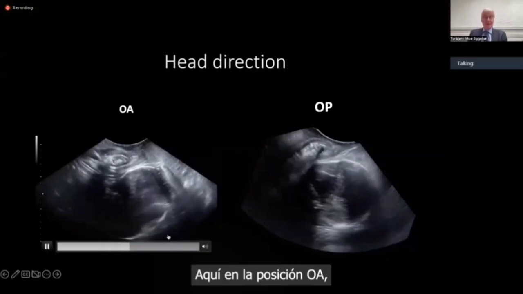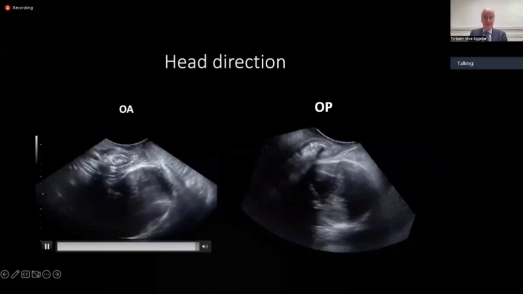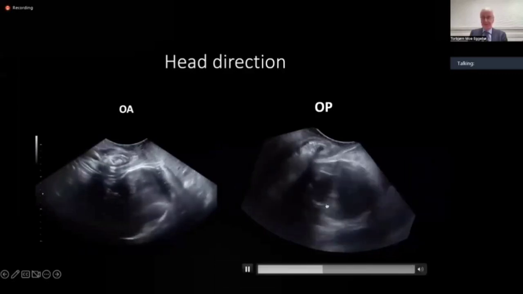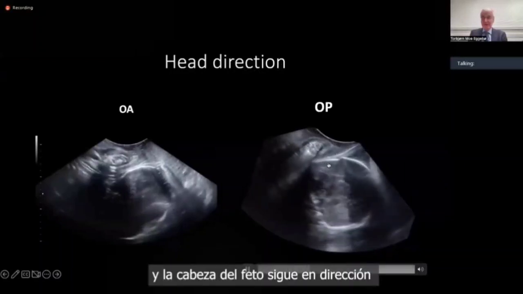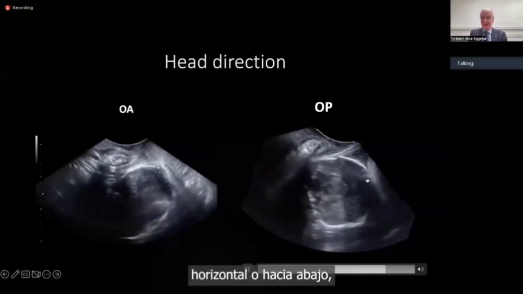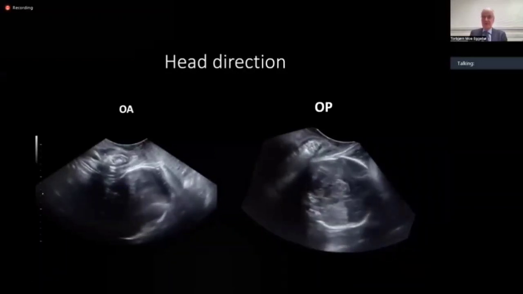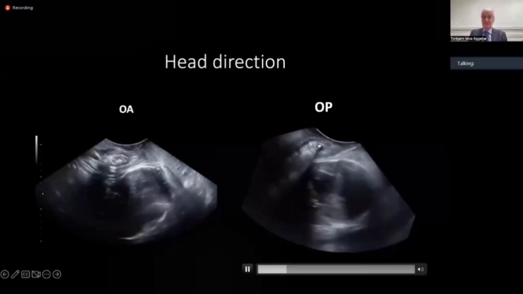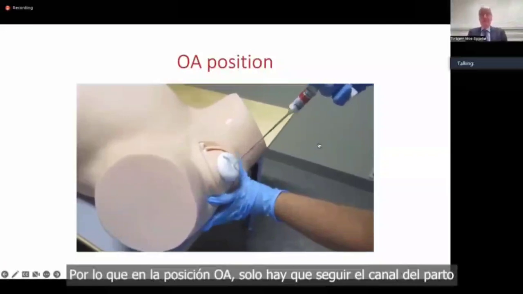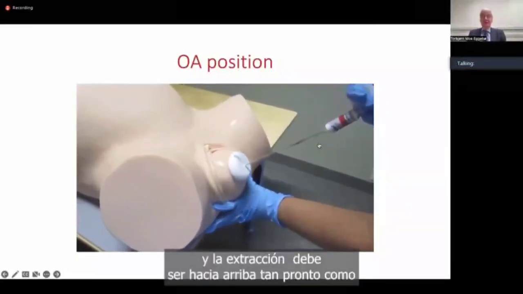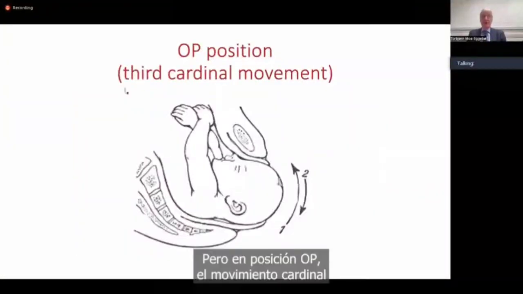Here, in an OA position, see the direction of the fetal head upwards, symphysis pubis. And here in an OP position, the symphysis pubis, and see that the fetal head is still directed horizontal or downwards, even though it's quite deep in the birth canal related to the symphysis pubis. So in OA position, you can just follow the birth canal, and the traction should be upward as soon as the fetal head has passed the symphysis pubis.